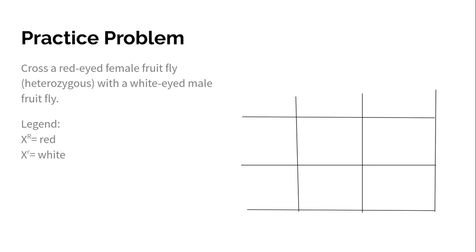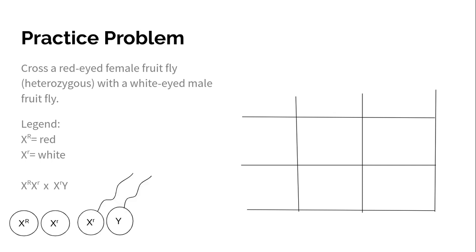Legend is here. Here are my parents. A red-eyed female who's heterozygous, big R, little r, on the X chromosome is crossed with a white-eyed male. Again, the X chromosome has the little r. Separate out your gametes. That is always a mark. So boom, boom, boom, we have marks right here on the page. If this was on a test, you would get marks for showing this.